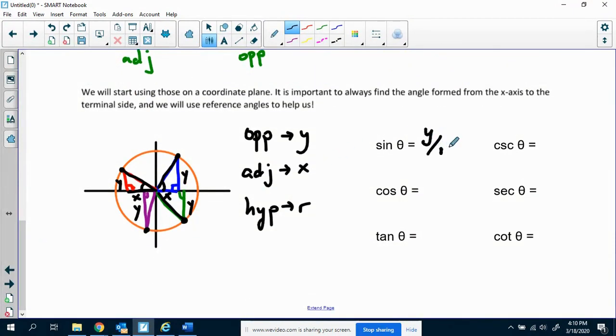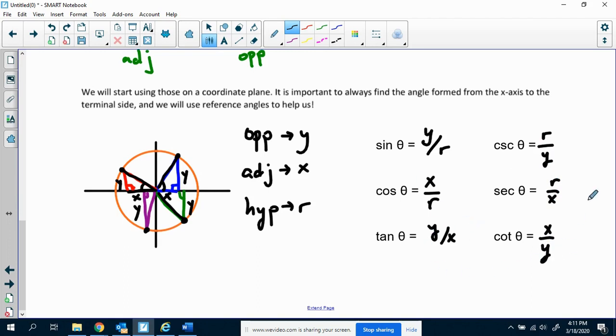So sine of an angle is y over r. Cosine of an angle is x over r. Tangent of an angle is y over x. Cosecant of an angle is r over y. Secant of an angle is r over x. And cotangent of an angle is x over y.